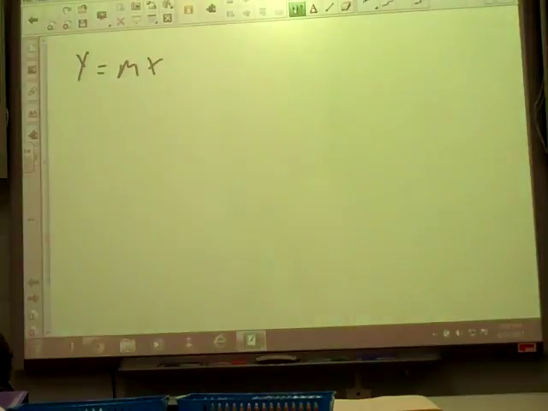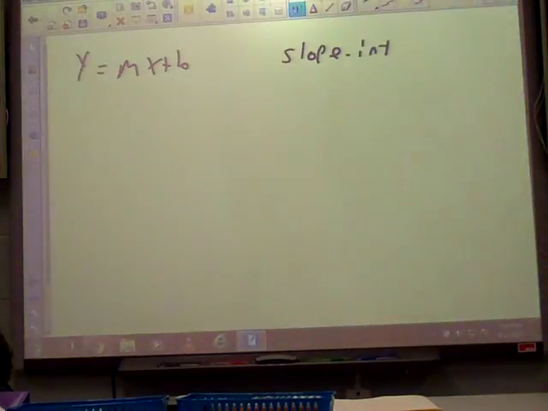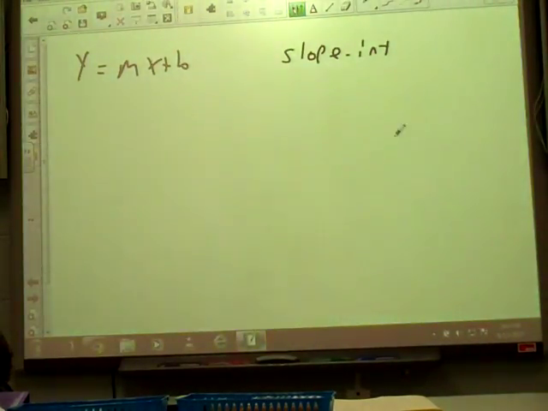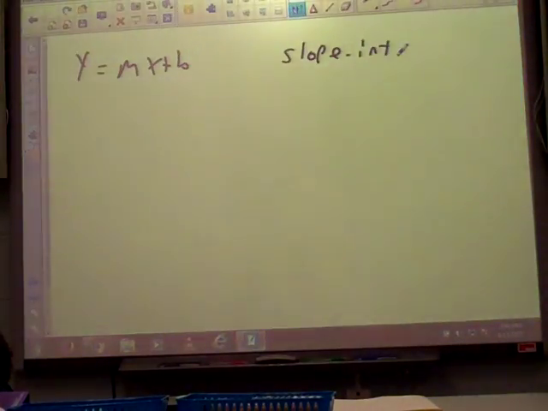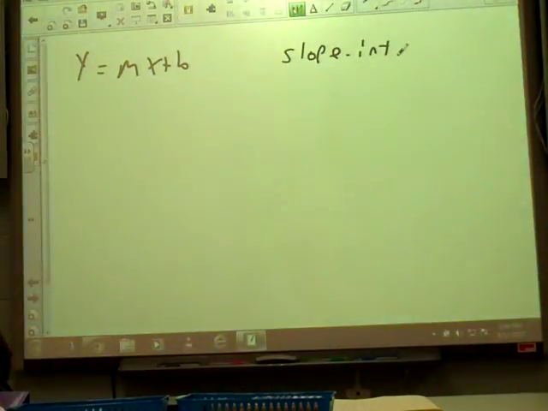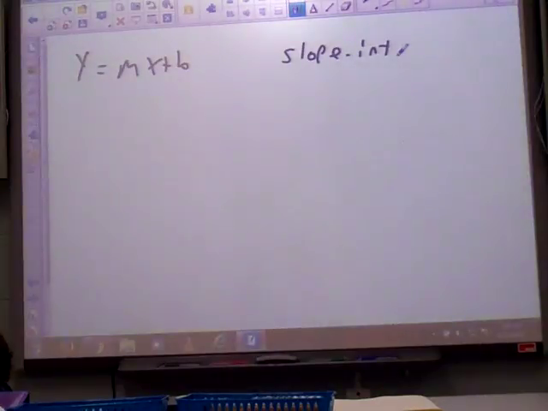Y equals mx plus b. What's that one called? Slope-intercept. Thank you, Mason. When would be a good time to use this one? When we're trying to find the slope, or what else? What could I have to plug in the very first problem we did today? The y-intercept. Remember I gave you that 0, negative 3. So if I've got a y-intercept and a slope, I'm looking here.